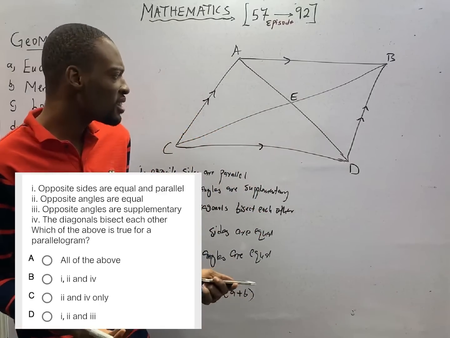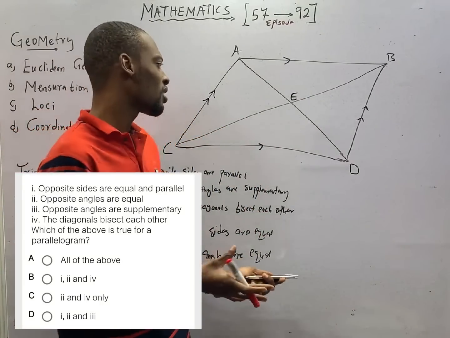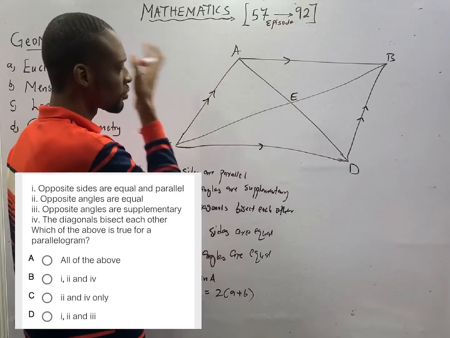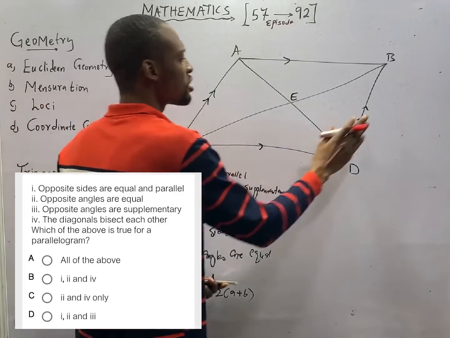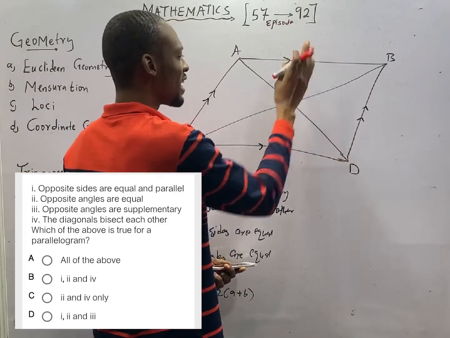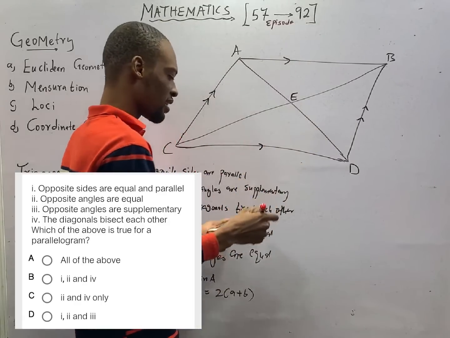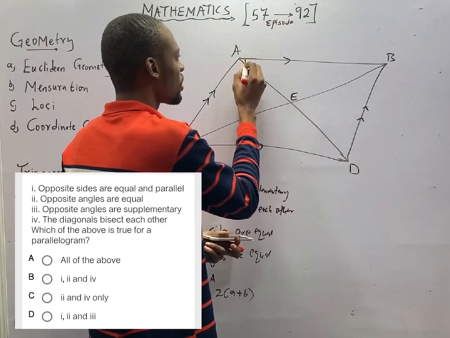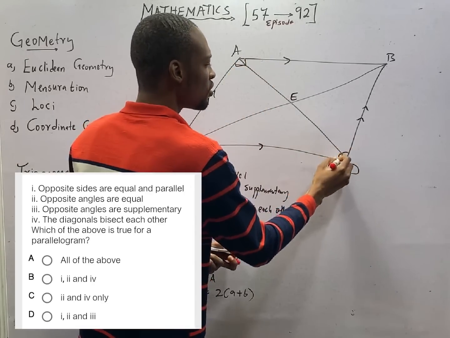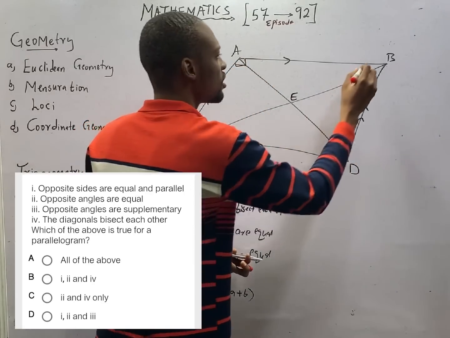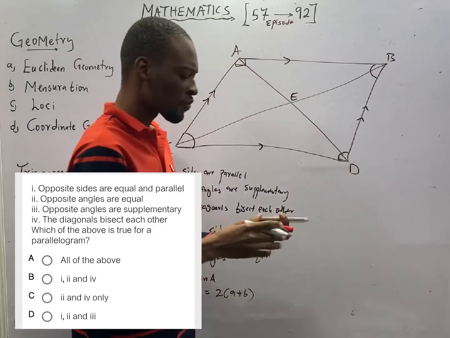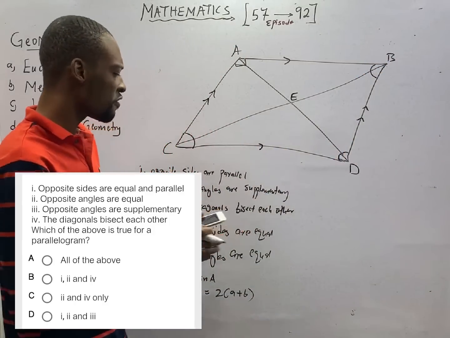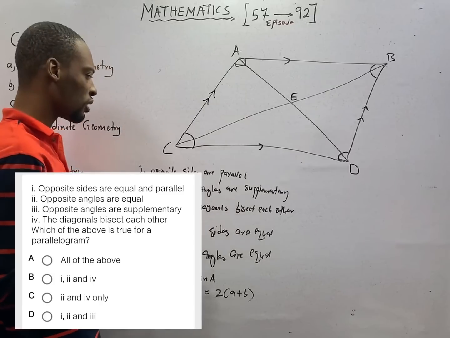A parallelogram is obviously a four-sided figure, and this is a parallelogram. This is one side, this is another side, this is one side, this is another side. In terms of angles, this is one angle, this is another angle. This is one angle, this is another angle. Let's observe the features of a parallelogram.